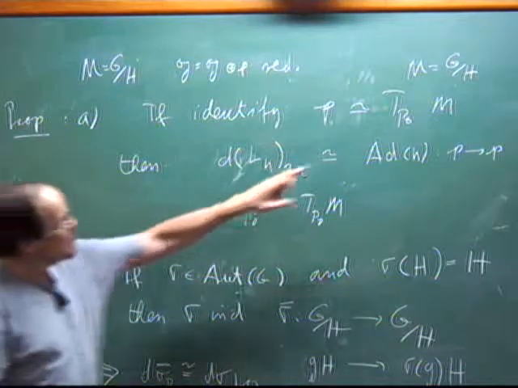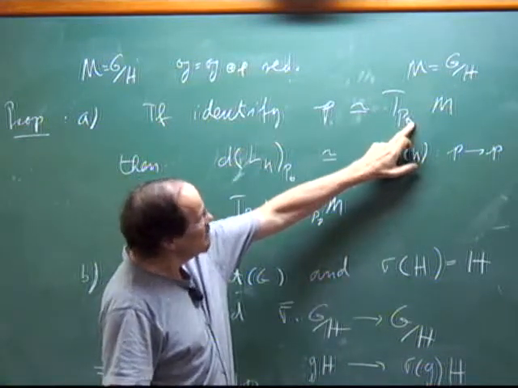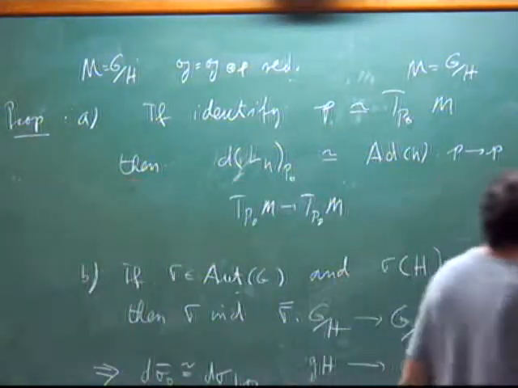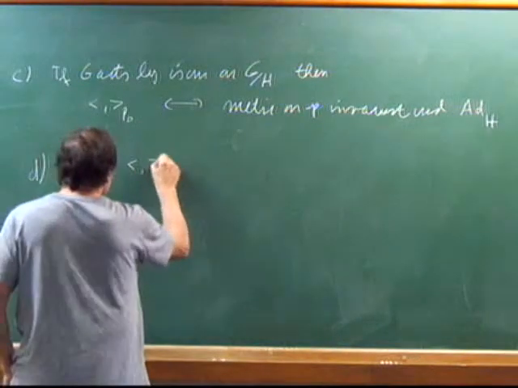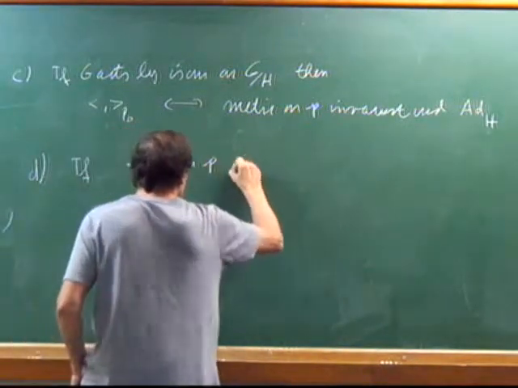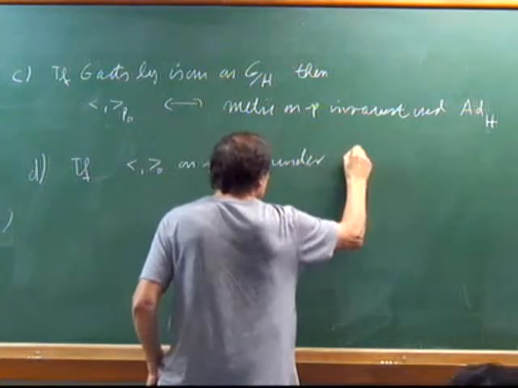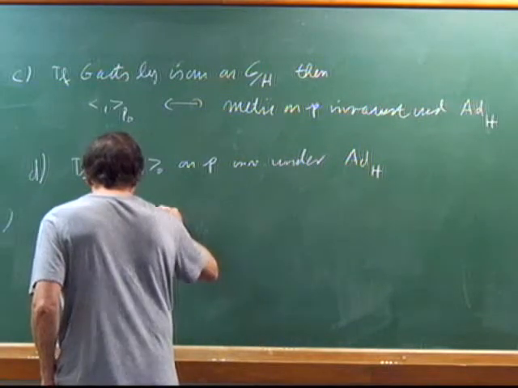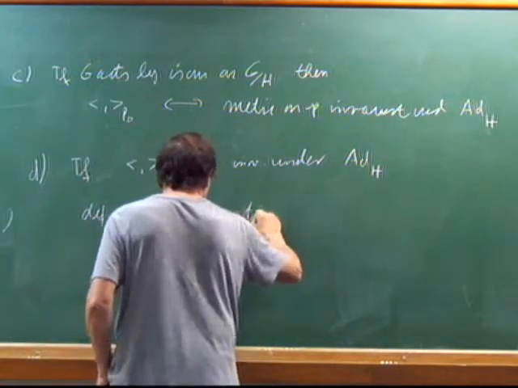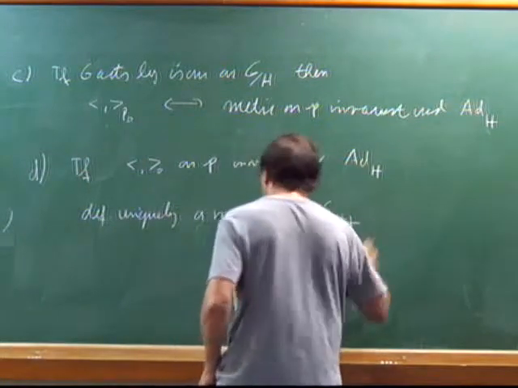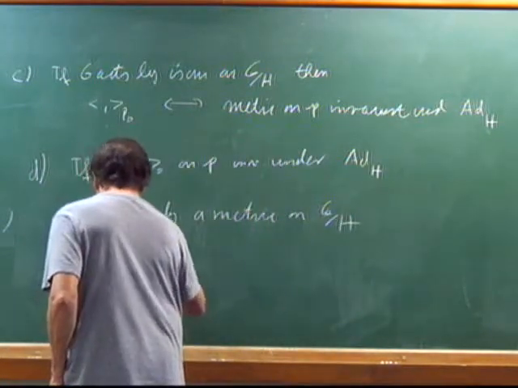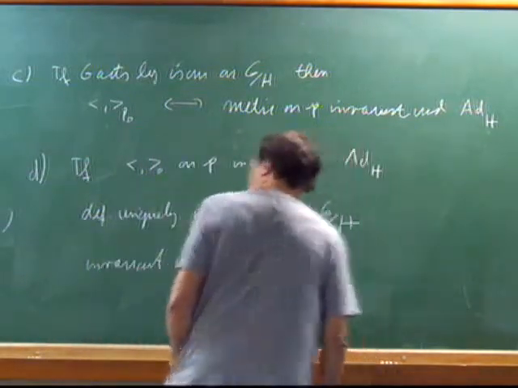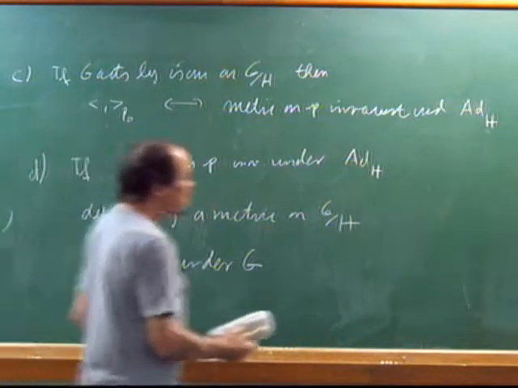So if I pull back the metric from here to here, here the isotropy acts by isometries by definition. Then here it becomes Ad H, so Ad H must act by isometries. Then the converse holds. If I have an inner product on P invariant under Ad H, this defines uniquely a metric on G mod H, invariant under G. So all these are easy, I claim.